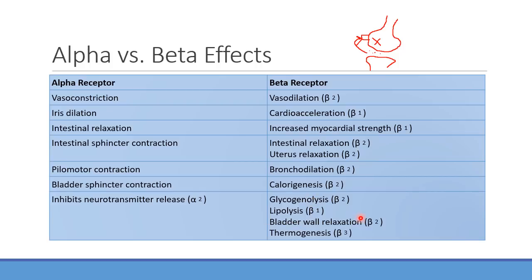Okay, things like bladder wall relaxation, we already kind of talked about that. And again, that makes sense because these need to work in concert with one another. So if I'm in a fight or flight response, I don't want to urinate, I don't want to have micturition. I'm going to have beta effects relaxing the muscle in the bladder, the detrusor muscle, and then I'm going to have alpha effects causing constriction of that internal urethral sphincter, right?